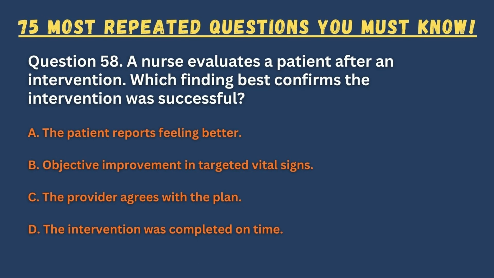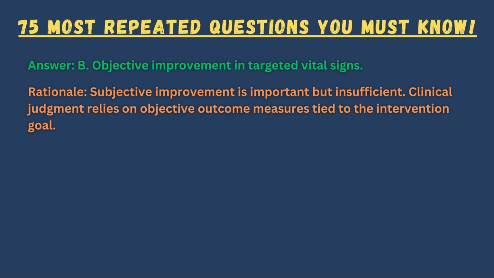Question 58. A nurse evaluates a patient after an intervention. Which finding best confirms the intervention was successful? A. The patient reports feeling better. B. Objective improvement in targeted vital signs. C. The provider agrees with the plan. D. The intervention was completed on time. Answer. B. Objective improvement in targeted vital signs. Rationale. Subjective improvement is important but insufficient. Clinical judgment relies on objective outcome measures tied to the intervention goal.